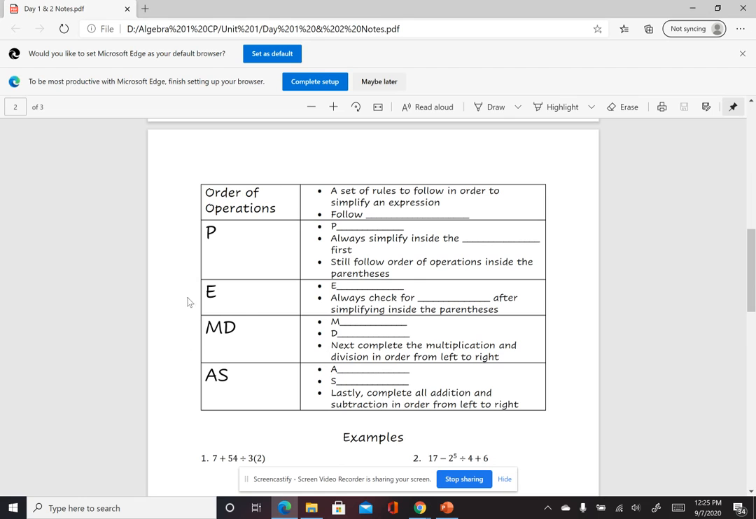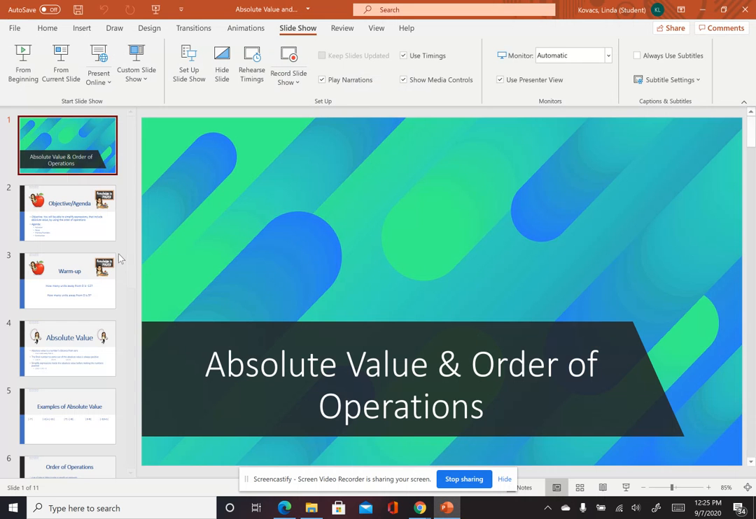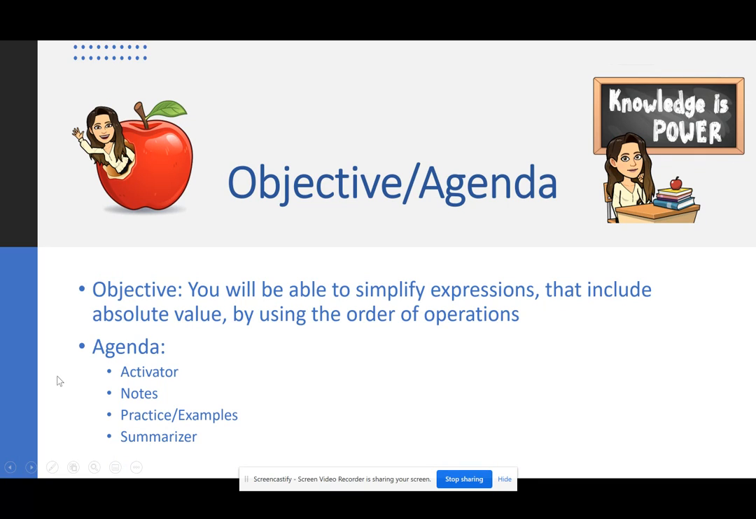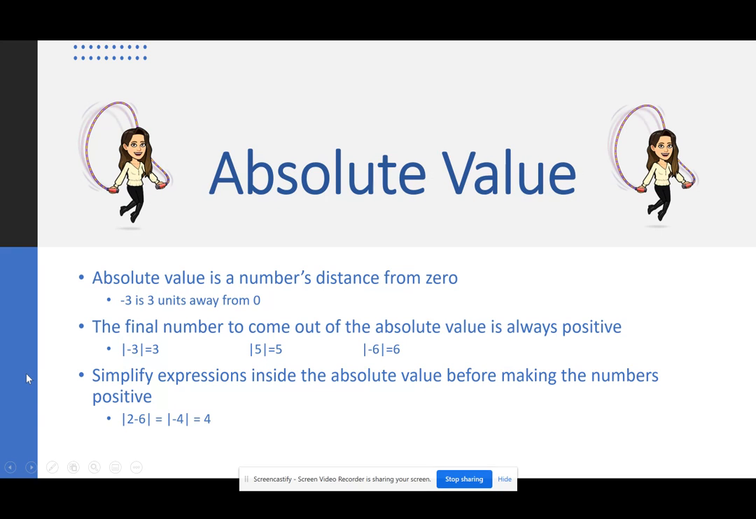The second page is where you can fill in your blanks for the order of operations. And again, we will do these examples in class. So let's get started. So, absolute value and order of operations. Our objective for today is that you will be able to simplify expressions that include absolute value by using the order of operations. We'll do that warm up in class.